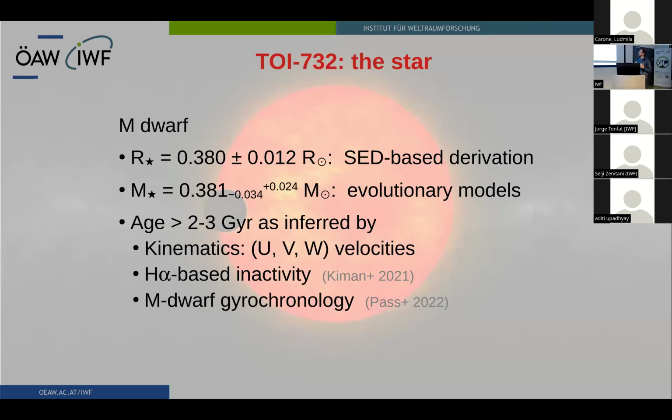We conclude that this star should be older than 2-3 gigayears, and this was corroborated by its inactivity that we spot by analyzing the equivalent width of the H alpha in the spectrum, and also by applying some gyrochronological considerations, such that we expect to have a turn-off in the rotation spin rate for ages greater than 2-3 gigayears. So this is the lower limit that we set on the age of this star.